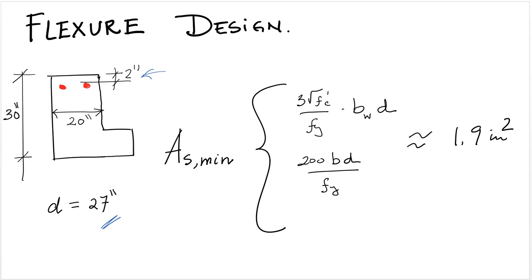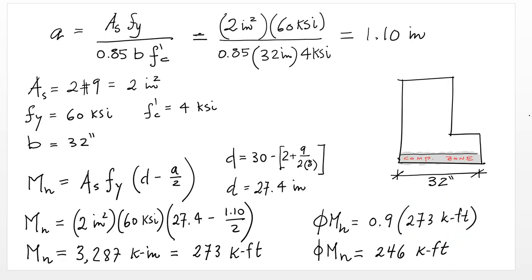If we use b of 20 inches and d of 27 in the ACI formulas for minimum steel, which are right here, we obtain a minimum longitudinal reinforcement of 1.9 square inches. That is going to be 2 number 9s, which result in 2 square inches. So we're going to use 2 number 9s as longitudinal reinforcement, and now we're going to proceed to compute the moment capacity provided by the 2 number 9s right here.